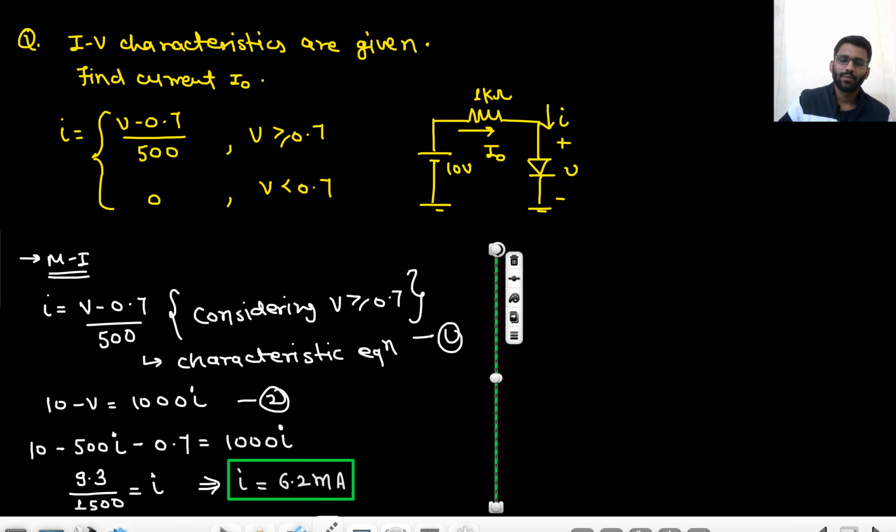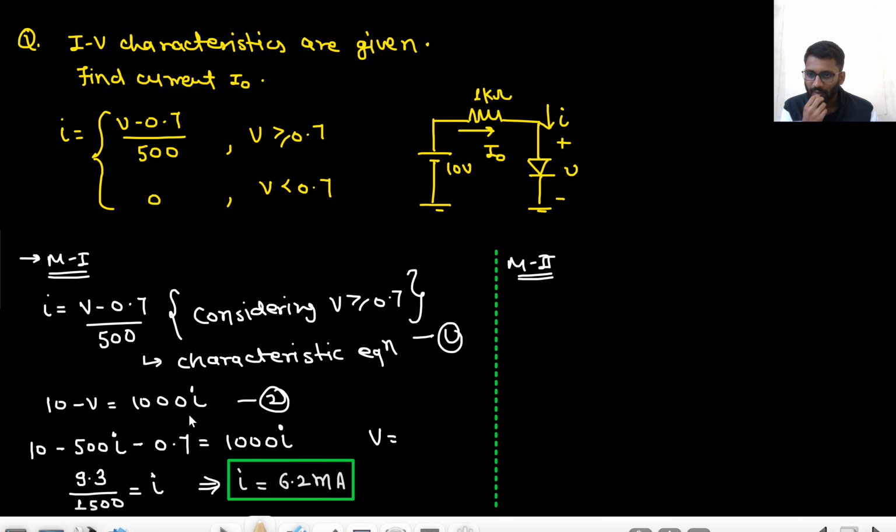And what can be method 2? If you are smart enough to understand here. Okay, I is given as 6.2 milliampere. Now you have to find the value of V as well. What value of V are you getting? 6.2. So 10 minus 6.2. Here if you put in this equation, 10 minus 6.2, that is 3.8.